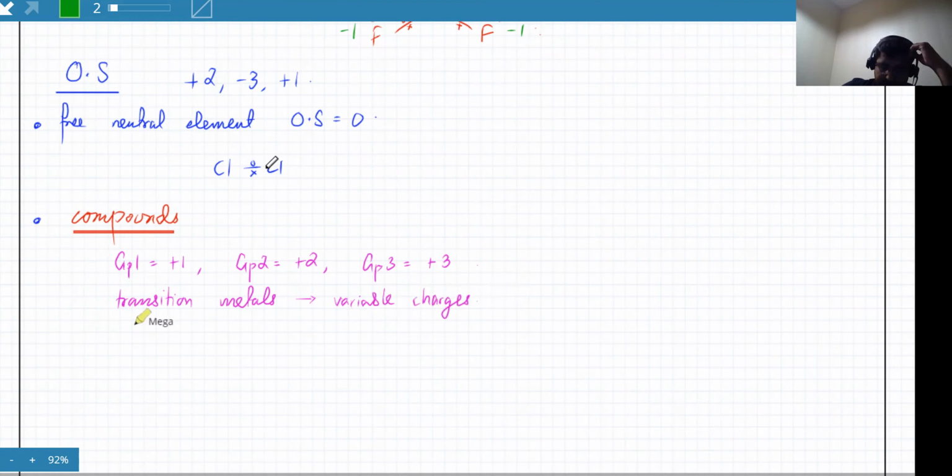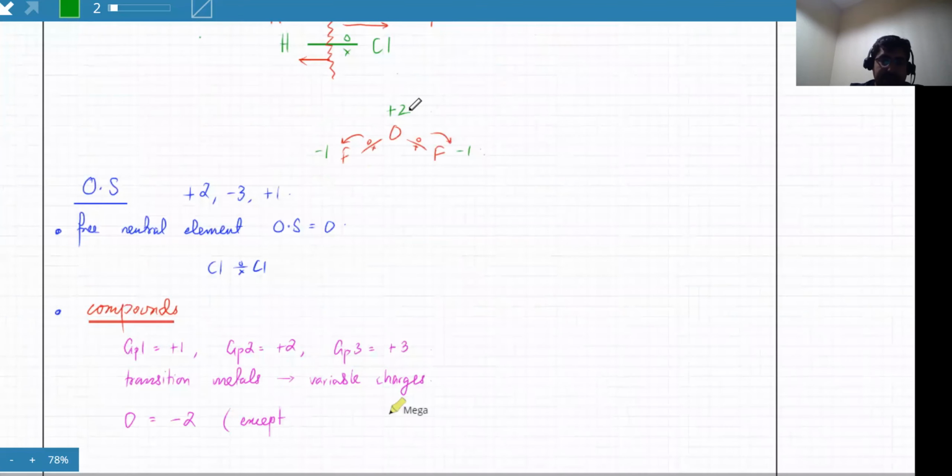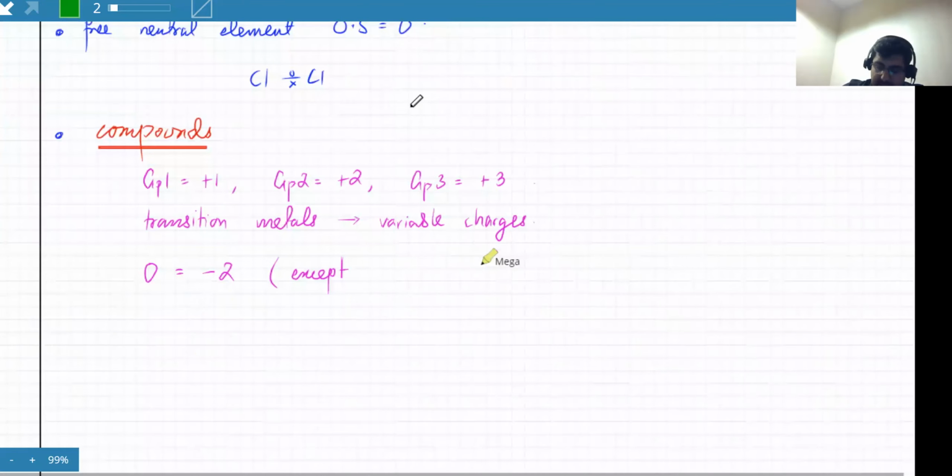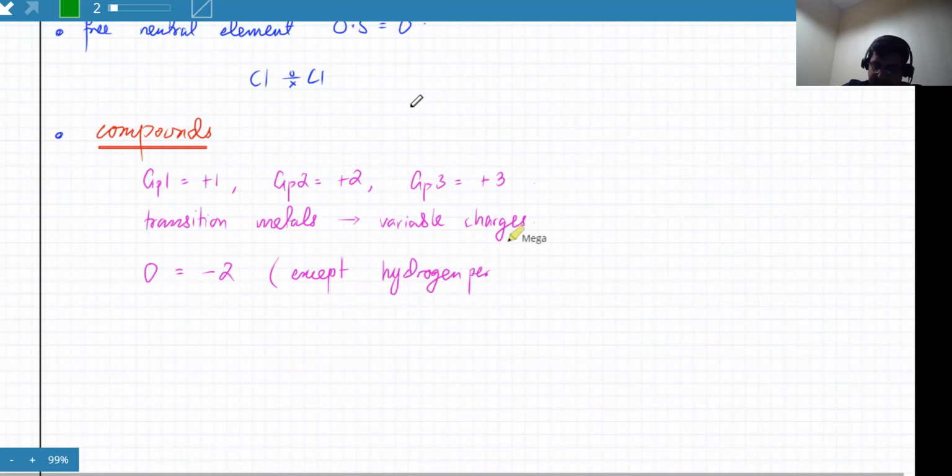Then you have oxygen, and it's usually -2, but there are a number of exceptions. For example, the one that we did over here, oxygen with fluorine. In that case, oxygen is not -2; it's actually +2. So that's one exception. You've got peroxides like hydrogen peroxide. So just remember these couple of exceptions.